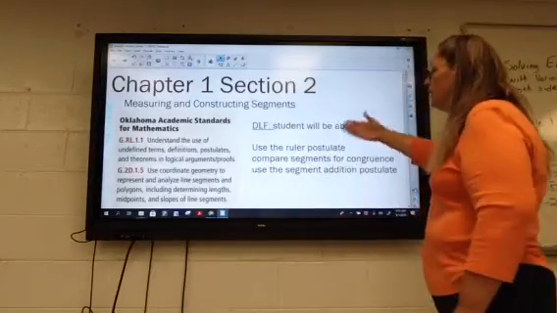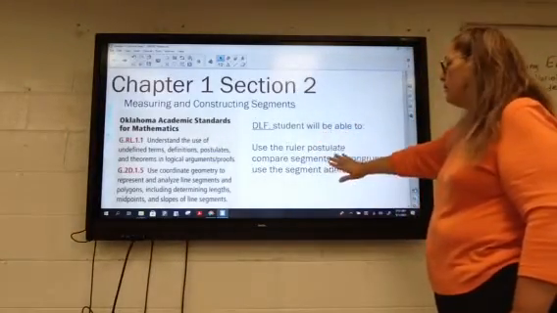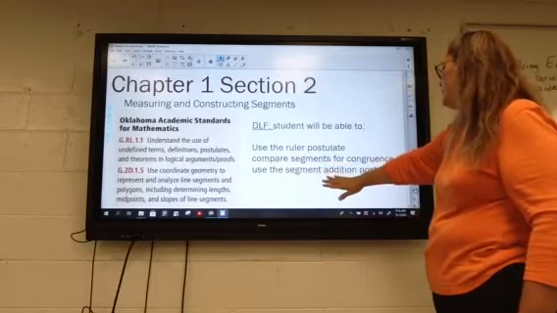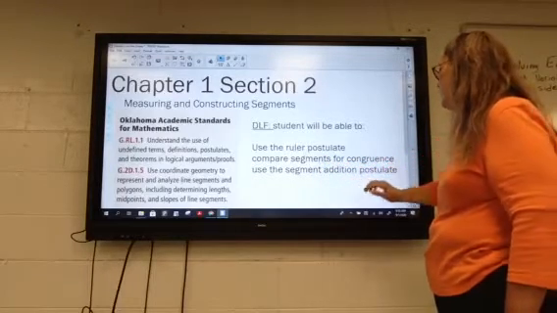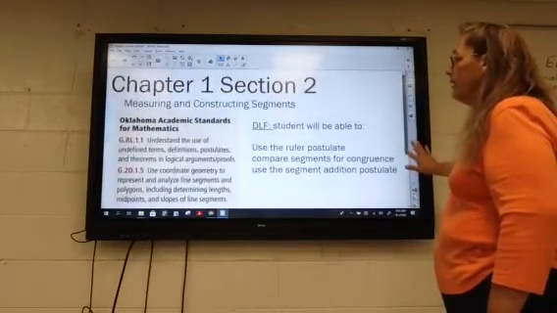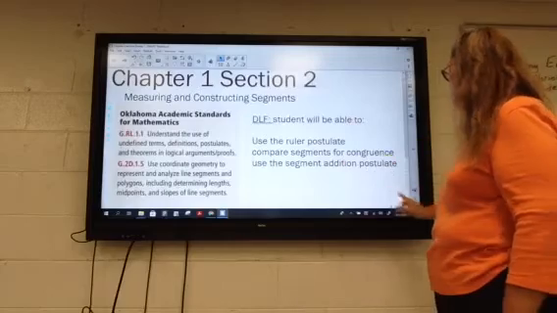What we're going to do today is, when we're done, you should be able to use the ruler postulate, compare segments for congruence, and use the segment addition postulate. Let's see if there's anything else below there. Nope. That is what we should be able to do at the end of the day.